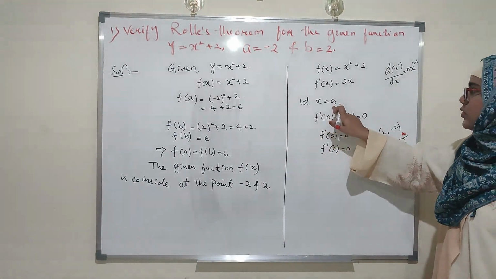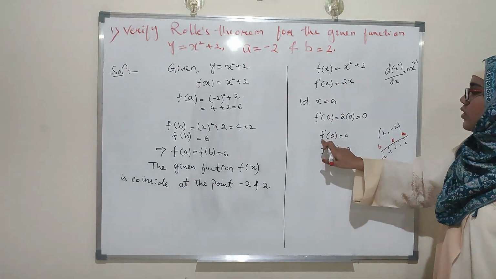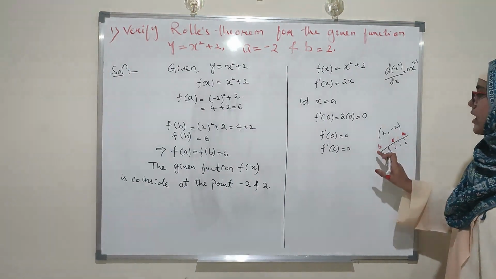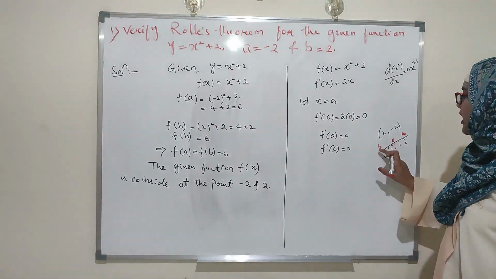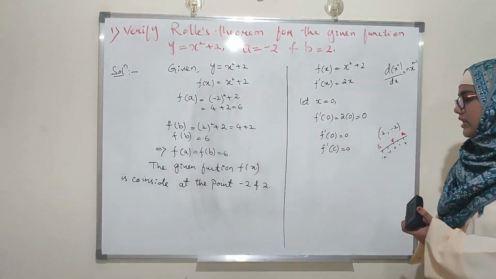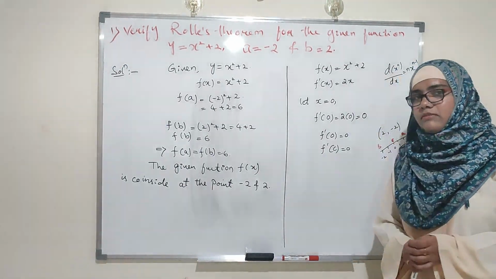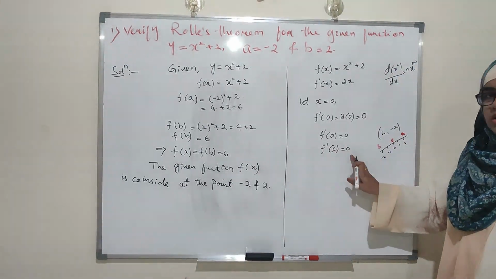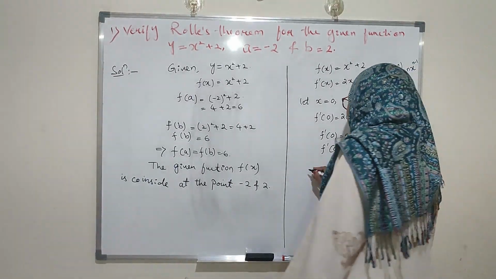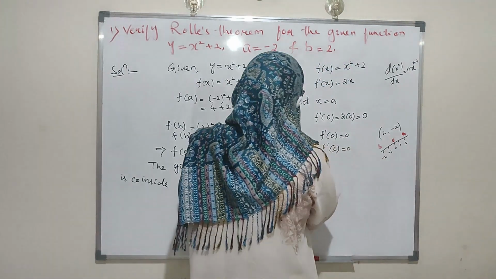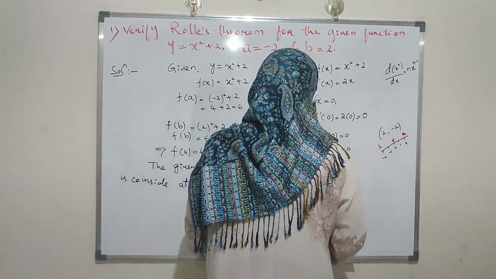By taking x value 0, we got f dash of C as 0. That's why C is the point. There exists a point C in between A and B. So 0 is the point which is in between A and B, so that the f dash value will become 0. Then there exists a point. Now write one sentence here.